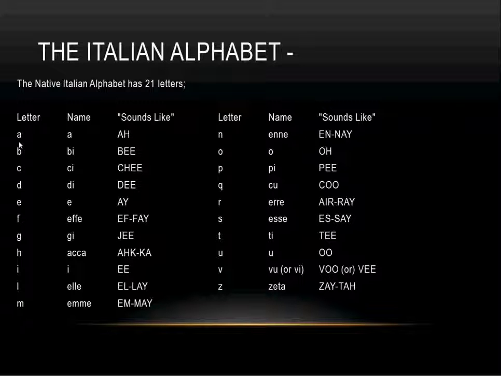So the letter A is A. The letter B is B. The letter C is C. The letter D is D. The letter E is E. The letter F is F. The letter G is G. The letter H is H.